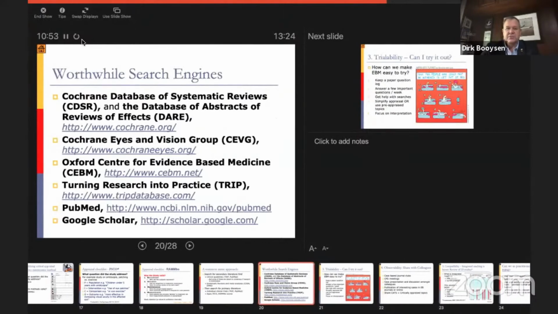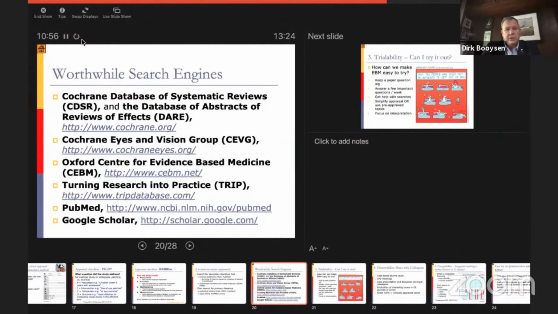There are some search engines which are worthwhile using. One of them is the Cochrane database. Go and look at their site. That's a really good thing. They do systematic reviews, which is fantastic. And they've got a specific site for eyes and vision. The Oxford Centre for Evidence-Based Medicine, very good. Turning Research into Practice, the TRIP database, PubMed. And if you do use Google, use the Google Scholar website, because then you filter out all the rubbish that is out there.